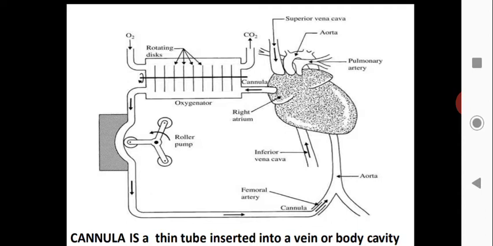Fine. Then the deoxygenated blood will be fed to the cannula, that is the tube inserted, and from this cannula it will be fed. The deoxygenated blood will be at the bottom and the oxygen will be fed at the top, and this rotating disc will rotate the blood and the oxygen will come and mix with that. And if any carbon dioxide is there, it will be fed to the CO2. CO2 is out and O2 is incoming.